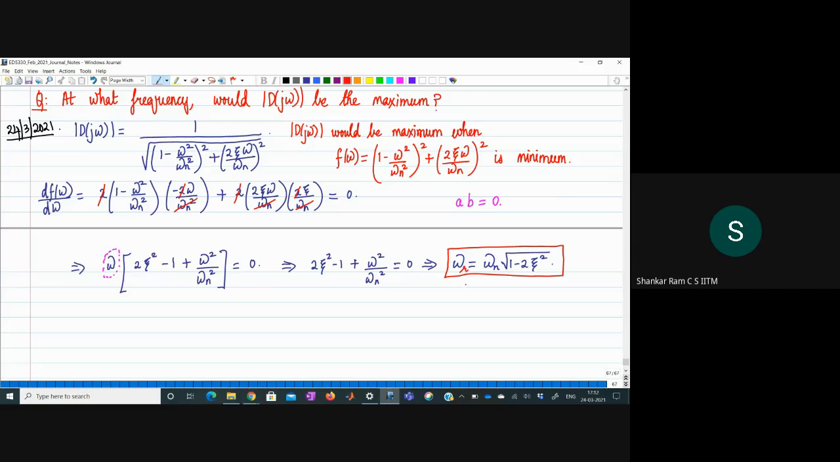This frequency is what is called the resonance frequency. So I have included a subscript R to indicate that this frequency is the resonance frequency. Okay, so I hope it is clear what is meant by resonance frequency. Of course, we are going to get a condition on zeta as to when this frequency is meaningful and when we will get the maximum value and so on, right? As we go ahead.